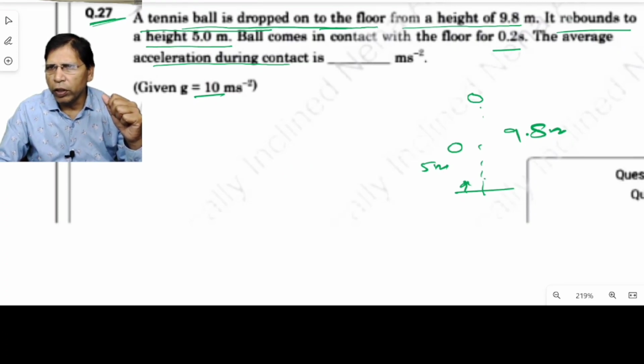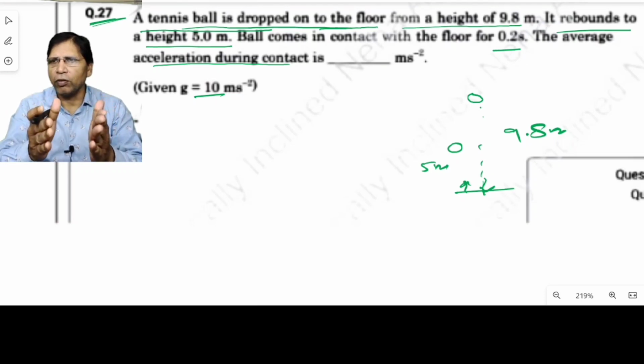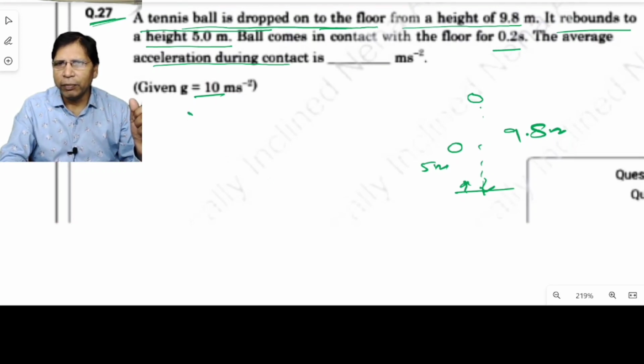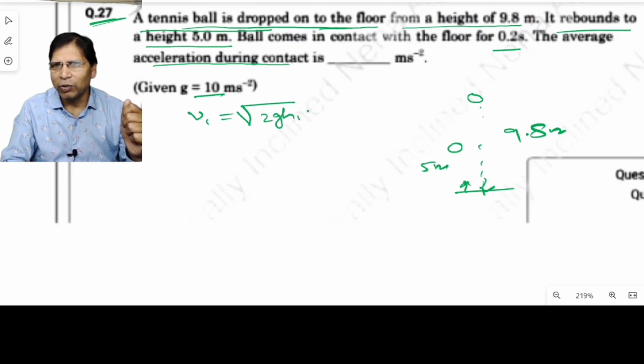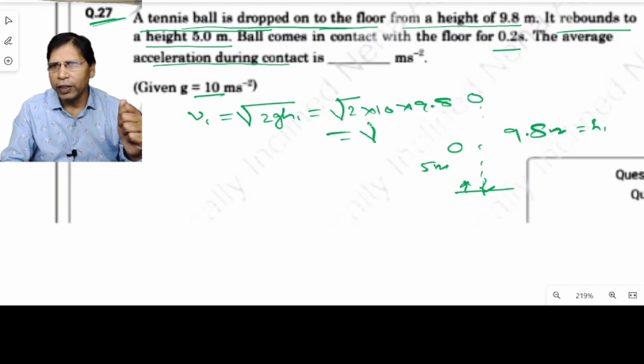Now we have to calculate the velocity just before touching the ground. So this velocity v1 is equal to root under of 2g h1. Now h1 equals 9.8. So 2 into g, which is 10, into 9.8. So this is root over of 196. So this is 14 meter per second.